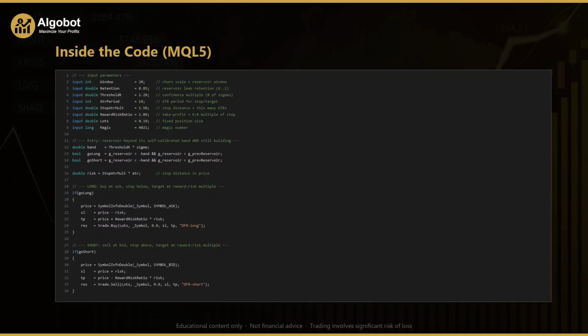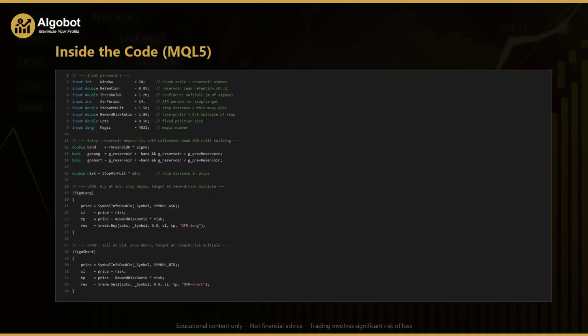Window sets both the churn scale and the reservoir window. Retention is the leak factor, where higher values give the reservoir a longer memory. Threshold K is how many reservoir standard deviations count as significant. ATR period, stop ATR multiple, and reward risk ratio shape the stop and target, and lots is the fixed position size. Below the inputs is the decision core.